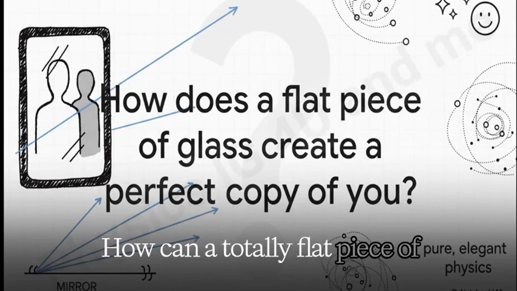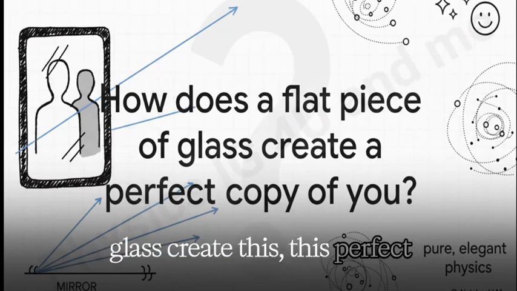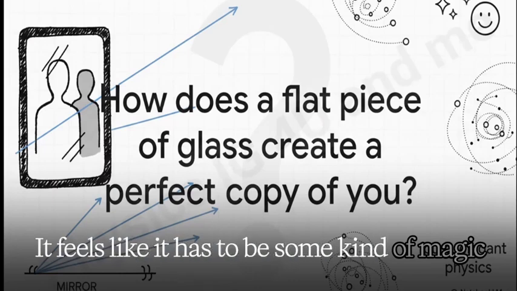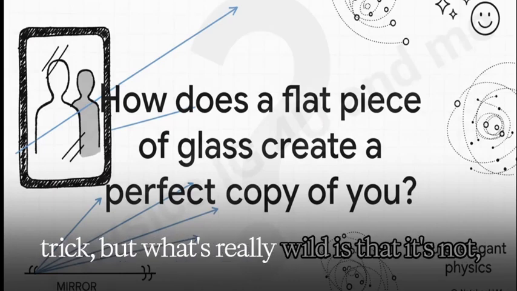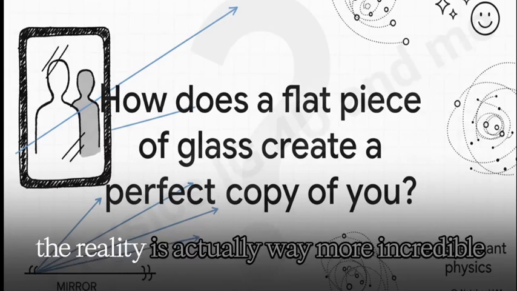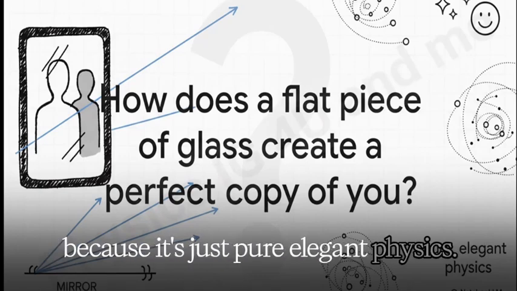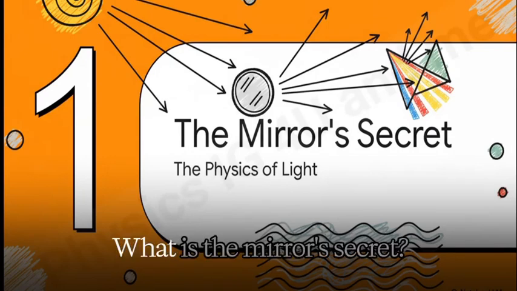How can a totally flat piece of glass create this perfect three-dimensional copy of you? It feels like it has to be some kind of magic trick. But what's really wild is that it's not. The reality is actually way more incredible because it's just pure, elegant physics. So, okay, what is the mirror's secret?